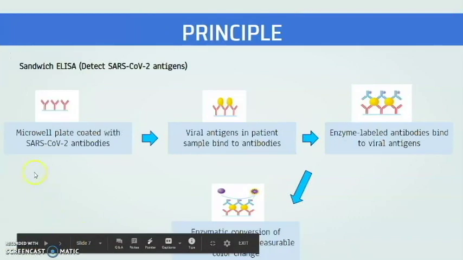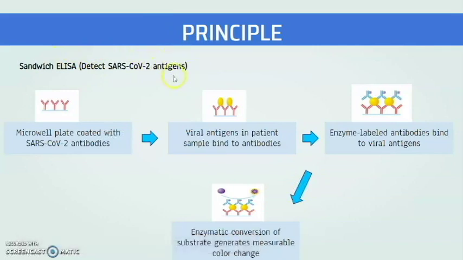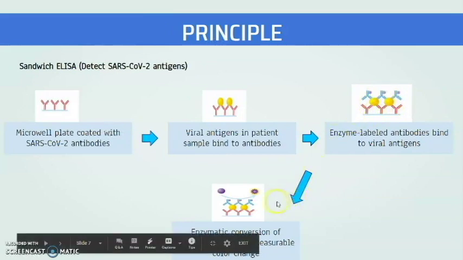Also, for COVID-19 we use sandwich ELISA to detect SARS-CoV-2 antigens. Firstly, the microplate is coated with SARS-CoV-2 antibodies. Viral antigens in the patient sample will bind to the antibodies, and enzyme-labeled antibodies bind to the viral antigens. It will look like a sandwich. Then enzymatic conversion of substrate will generate a measurable color change.